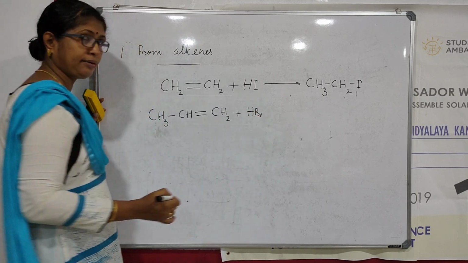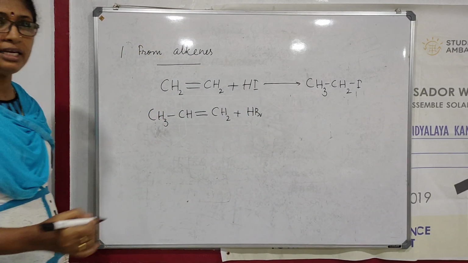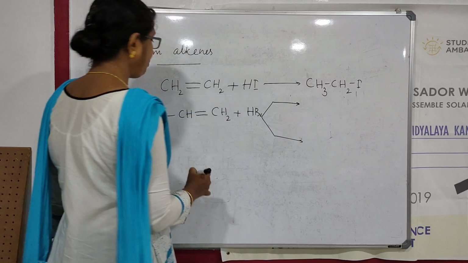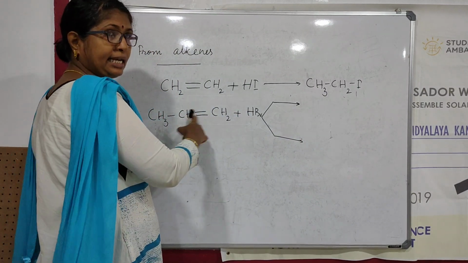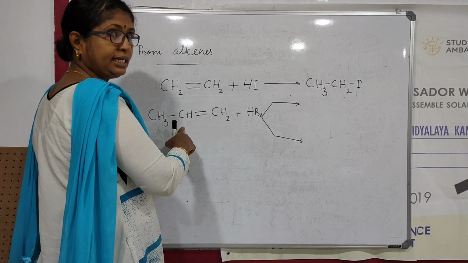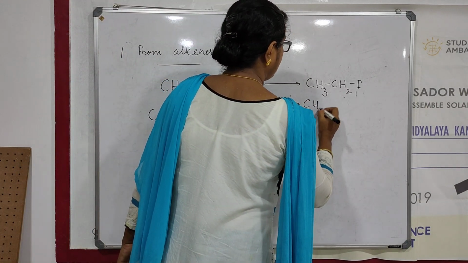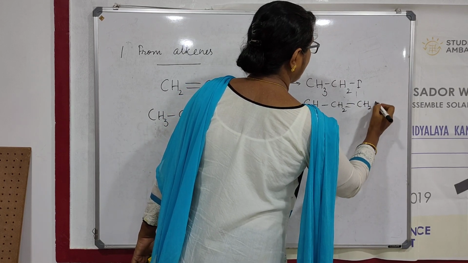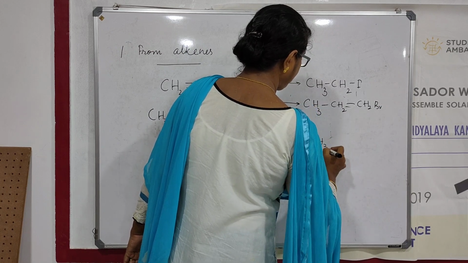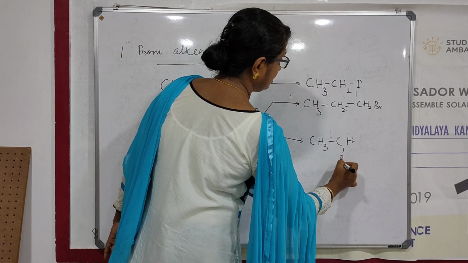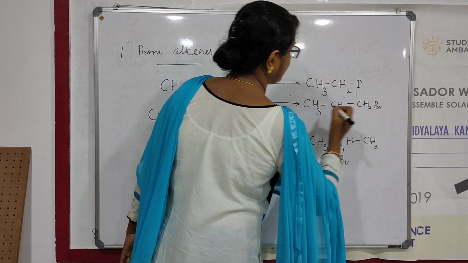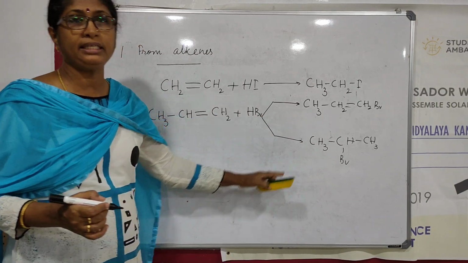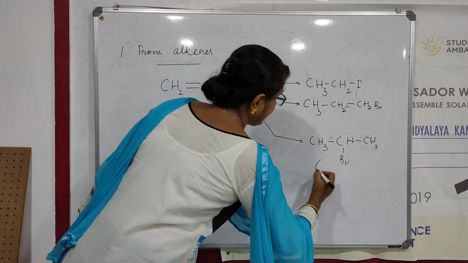If you add HBr, there are two possibilities, isn't it? Which are the two products? Yes, last year we have studied. The possible products are either bromine can be added here and hydrogen here, or bromine here and hydrogen here. So you will get CH3CH2CH2Br, and CH3CHBrCH3. These are the two possibilities. Out of that, the major product is the second product.